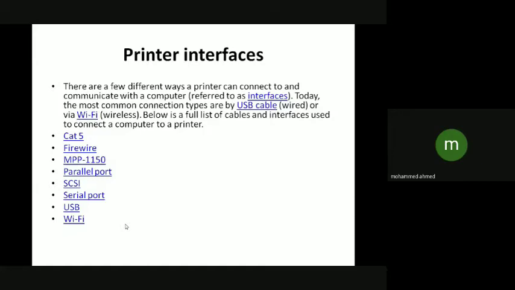Below is a full list of cables and interfaces used to connect a computer to a printer. Cat5 cable is there, Firewire is there, then parallel port, SCSI, serial port, USB, Wi-Fi. So Firewire normally is for what? We have seen that it is for very quick and heavy printing. If you want to print a larger number of pages, then Firewire can be used.